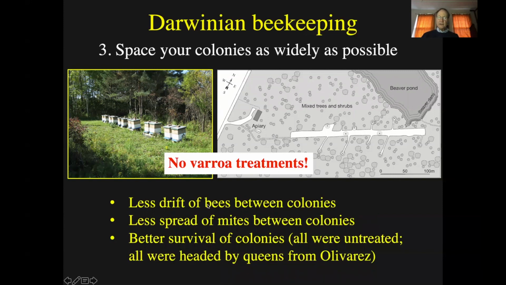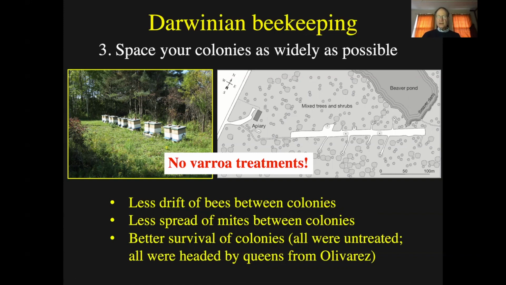And what we found is there was less drift between the colonies in this situation. I don't have time to go through it, but we used color markers so we could look for the drifting of drones. We found less spread of mites between colonies in the dispersed situation, and better survival of the colonies. And I want to stress, these colonies were not given any varroa treatments, and they're all headed by queens from a queen breeder, Oliveras in California.